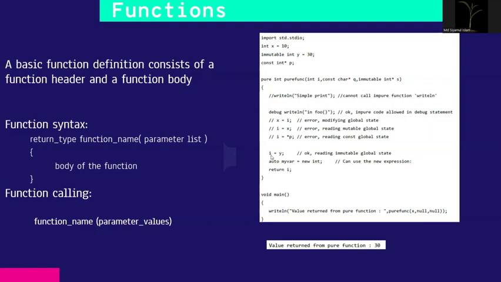Here, i is equal to y. y is immutable, that's why. So we can use a new expression, auto variable is equal to new integer, and we can return it. Here we are converting the i and then returning the value, and here this value will be caught and printed. This program will print: the value returned from the pure function is 30.